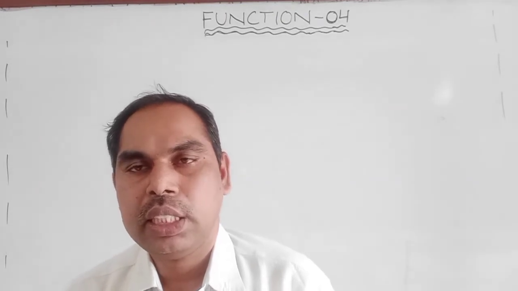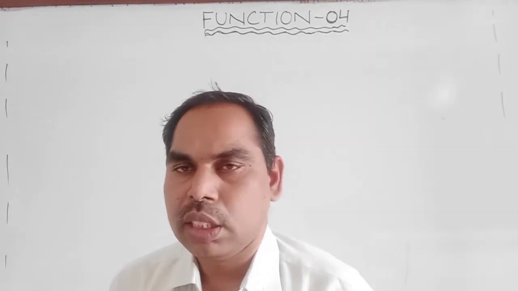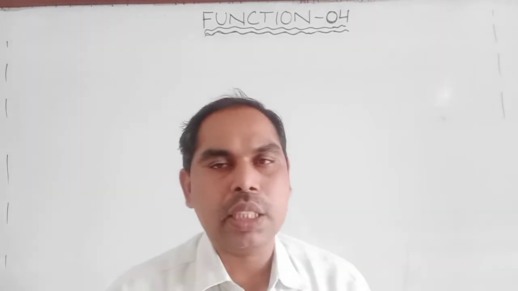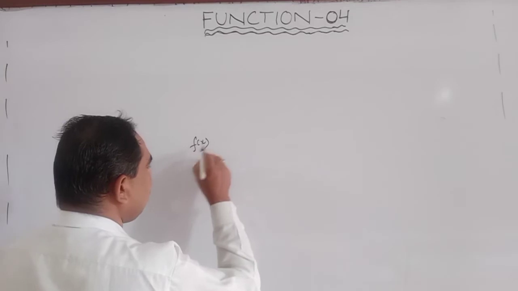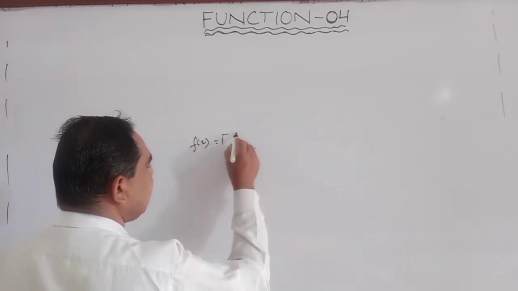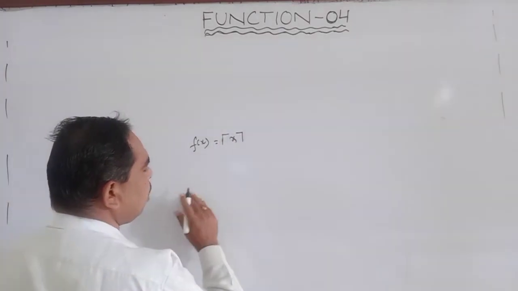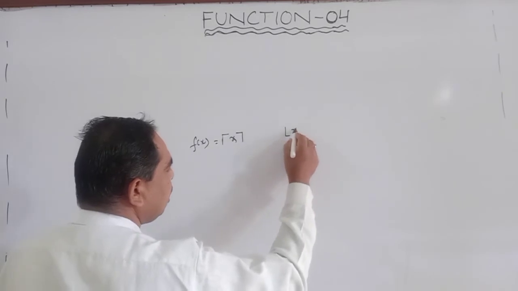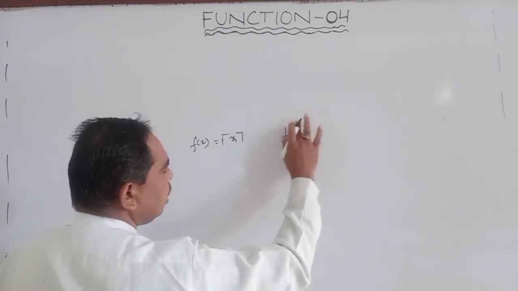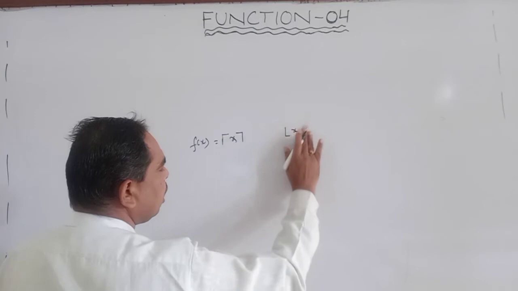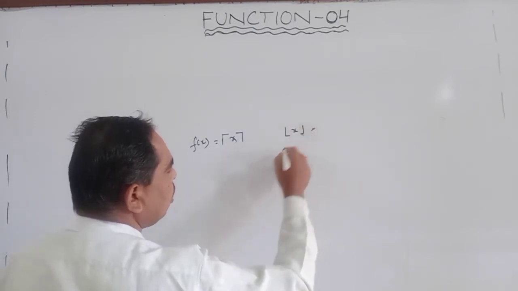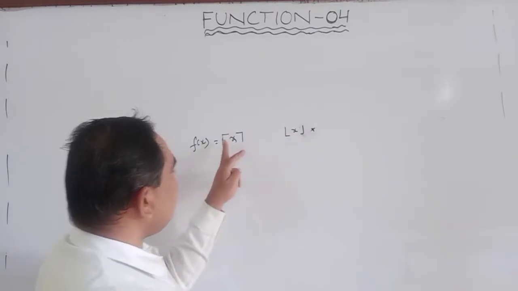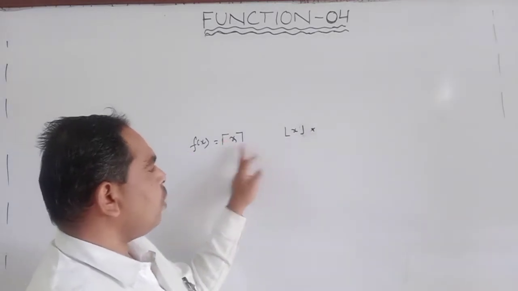Next, least integer function. Least integer function means f of x is equal to this type. This is the least integer function. This is wrong, means least is denoted by this type, not this type.